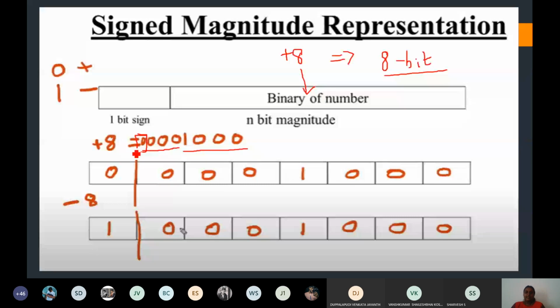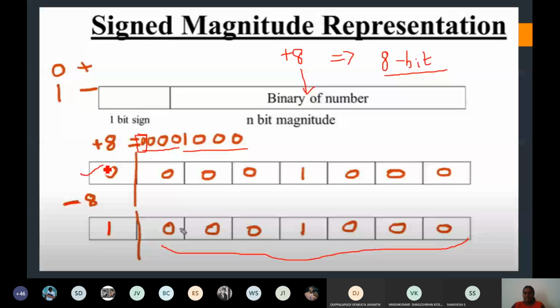Okay, do you understand? And then if I'm going to represent it as minus 8, again I'm going to have the same plus 8 representation, same thing, but the only difference is I'm going to make the sign bit as 1. So if it is 0, it is a positive number. If it is 1, then it is a negative number.